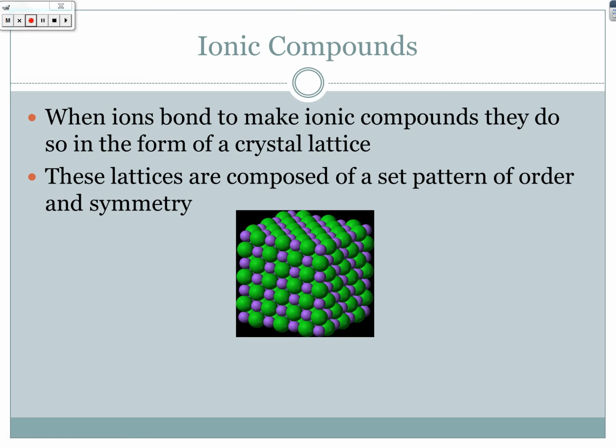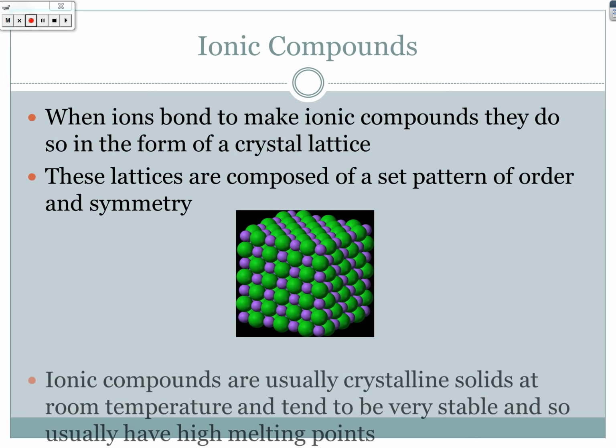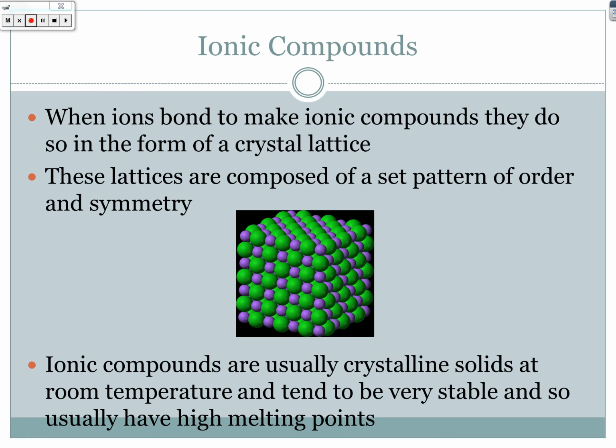So that's what it looks like. You can see there's a lot of order, there's a lot of stability, and a lot of rigidity to there. Ionic compounds are then usually crystalline solids at room temperature and tend to be very stable, and so usually have high melting points. So again, because these are so rigid and linear and orderly and symmetrical, they're very stable at room temperature, they're solids at room temperature, and since they're so stable, it requires a lot of energy or temperature or heat to change them from a solid, so they have high melting points.